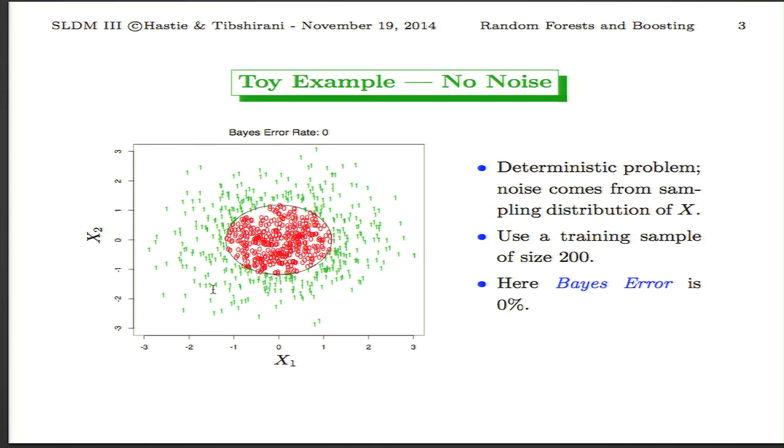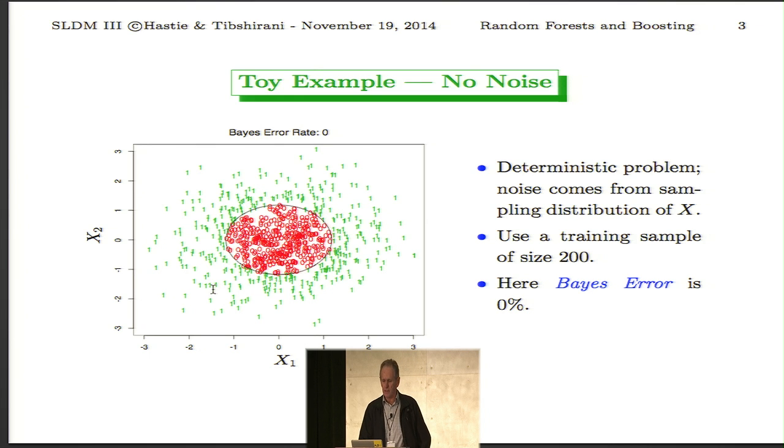Here's the same problem, but there's no overlap, and sometimes you have classification problems of this kind too. The red's entirely contained inside the circle, the green's entirely outside, but you only get given a set of points and you have to estimate this decision boundary. So that's another version of the problem.